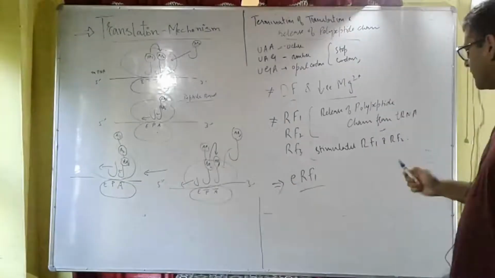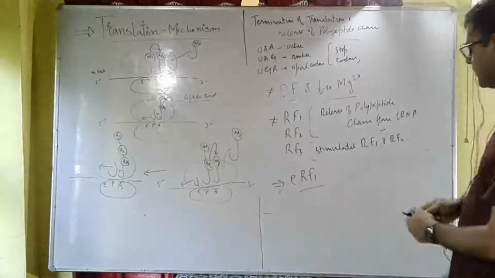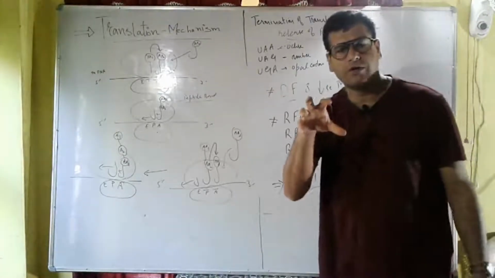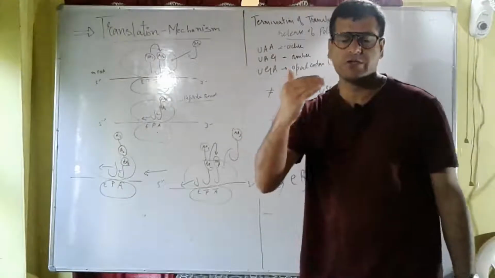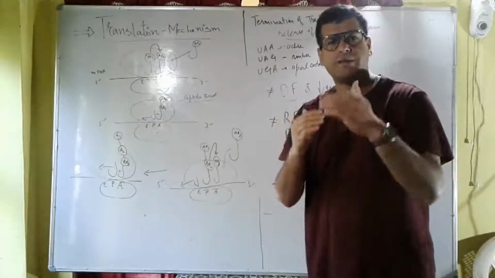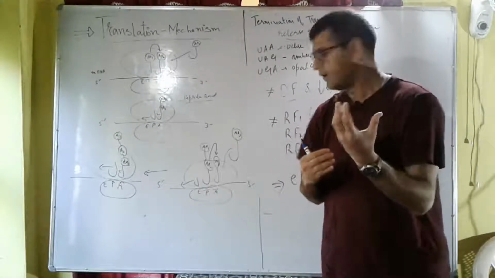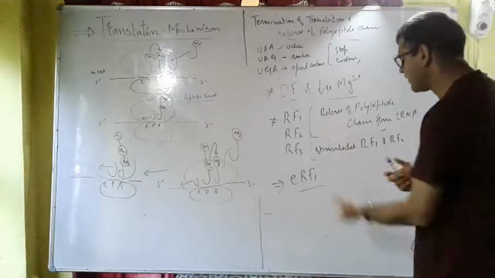Now these release factors recognize and bind to the termination codons, and induce the peptide transferase to release the polypeptide chain from the terminal tRNA. This is the function of the release factors.